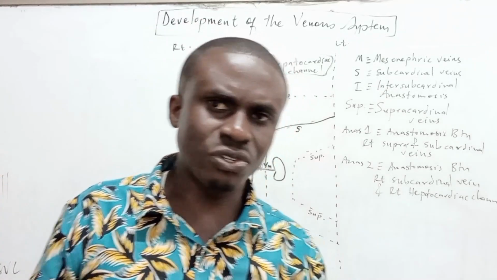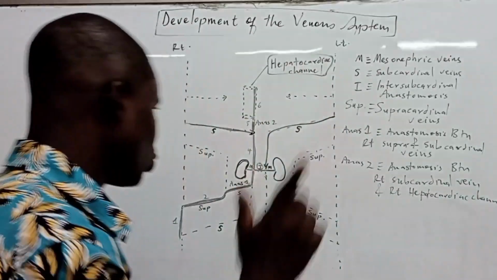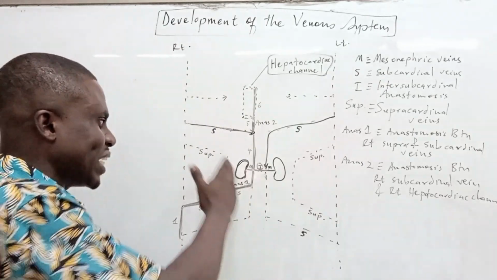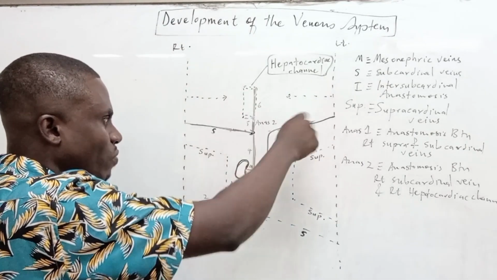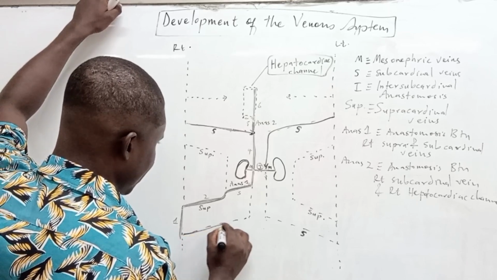Now, how about the gonadal veins from the caudal region? In the case of the gonadal veins, they will be taken care of by the caudal portions of the subcardinal veins. So this time around, from here.